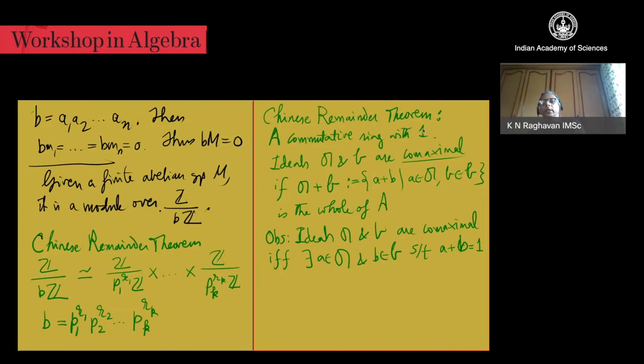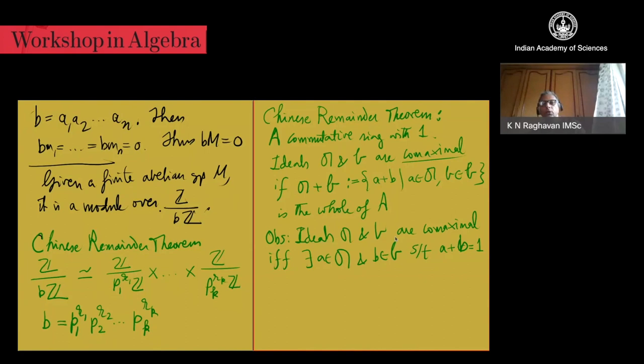So why is this? Now, if A plus B is the whole ring, then in particular, 1 belongs to this set, and therefore 1 is equal to a plus b. There exists a and b such that 1 is equal to a plus b. So this is obvious. This is good.